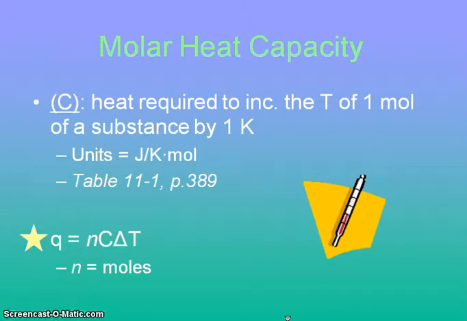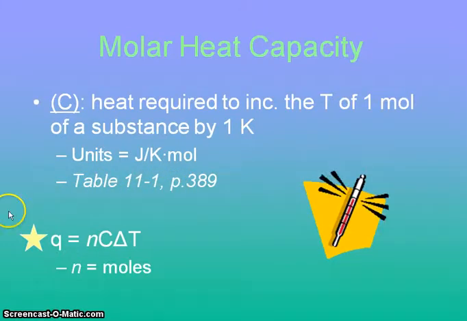Another type of problem is very similar to just specific heat capacity, but it's molar heat capacity. So the only thing that's really different here are the units. The symbol is C instead of C_p, and it's just the heat required to increase the temperature of 1 mole of a substance by 1 Kelvin. So instead of grams and degrees Celsius, we're using moles and Kelvin. So the units are joules per Kelvin mole, and again, these are values that are listed in the book as well.